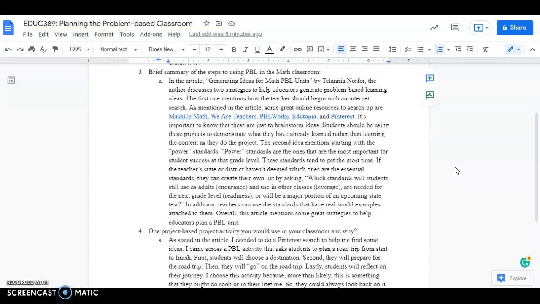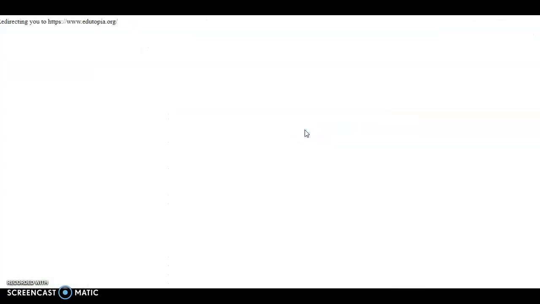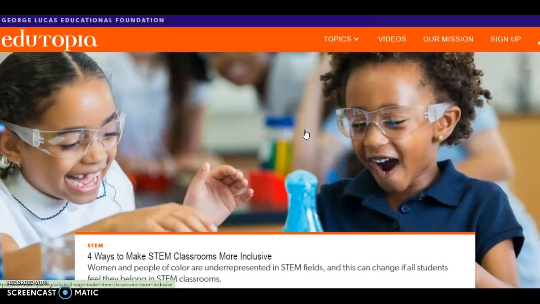In the article, Generating Ideas for Math Problem-Based Learning Units, the author discusses two strategies to help educators generate problem-based learning ideas. The first one mentions how the teacher should begin with an internet search, which is always great and helpful. As mentioned in the article, some great online resources to search are Mash Up Math, Where Teachers, PBL Works, Edutopia, and Pinterest. Out of these five, my personal favorites have to be Edutopia and Pinterest. So this is Edutopia.